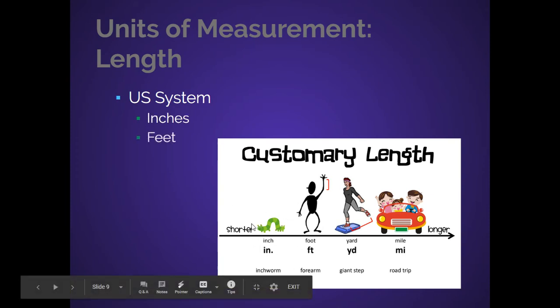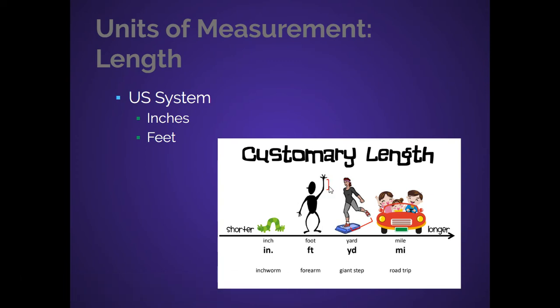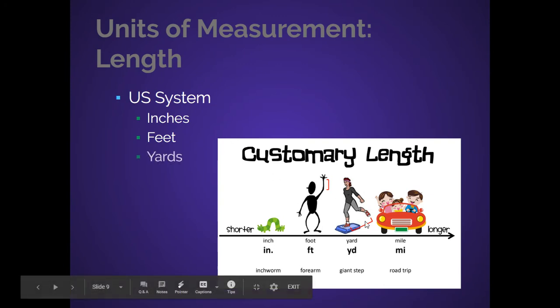You can see this little inchworm down here. You have feet, and they're showing you between your wrist and your elbow is about a foot. If you would take a ruler and measure that, it would be about 12 inches or a foot. Okay, then yards, kind of like a giant step.